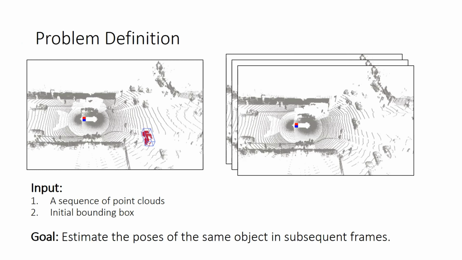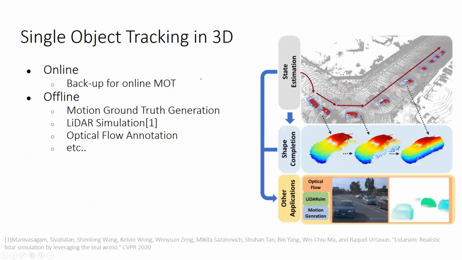Different from the MOT setting, in the SOT setting we don't care about the association between frames, because there are no detections given in subsequent frames, only the raw point clouds. So we need to find the bounding boxes by the algorithm itself. So why do we need SOT if we already have MOT? There are several reasons for that.